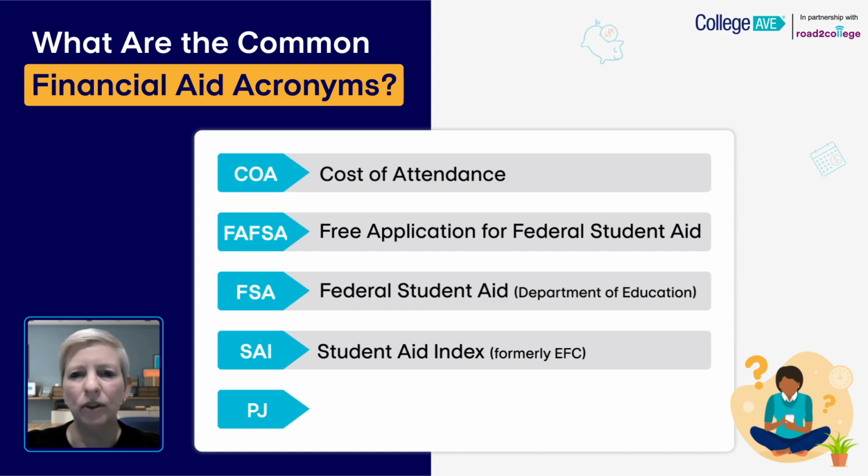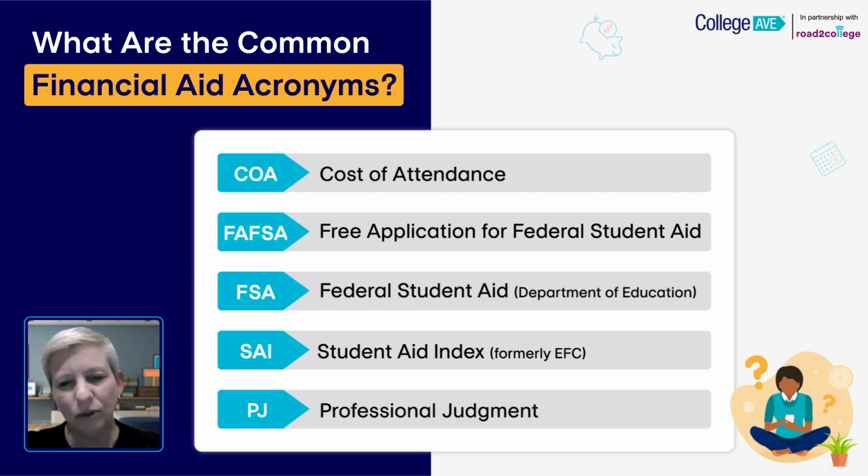That is essentially a number that gets calculated and provides the financial aid office a number to work from in terms of how much the family can afford to pay and how much your federal aid would be. PJ stands for professional judgment, which is essentially if the family needs to appeal for any financial aid, where maybe you have a job loss and you want special circumstances to be considered, the financial aid administrator would perform what's called professional judgment and hopefully be able to give you some additional financial aid eligibility.